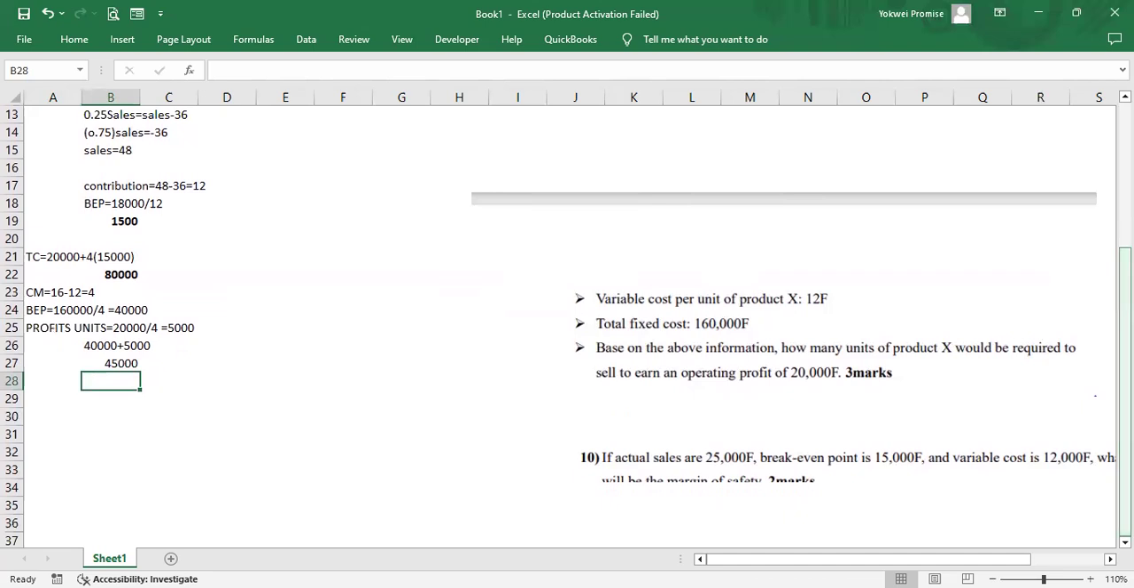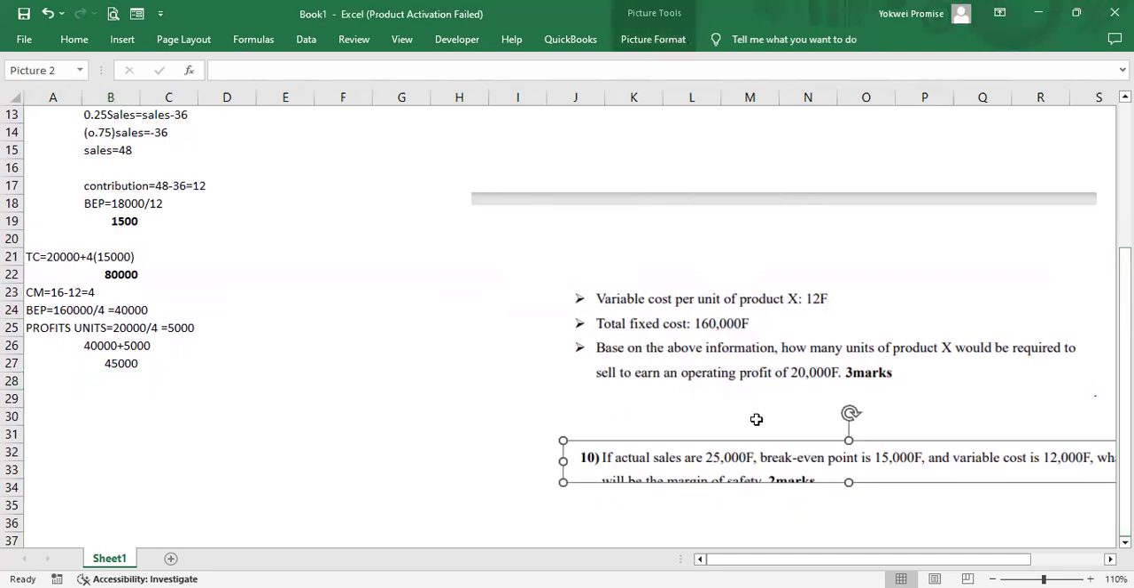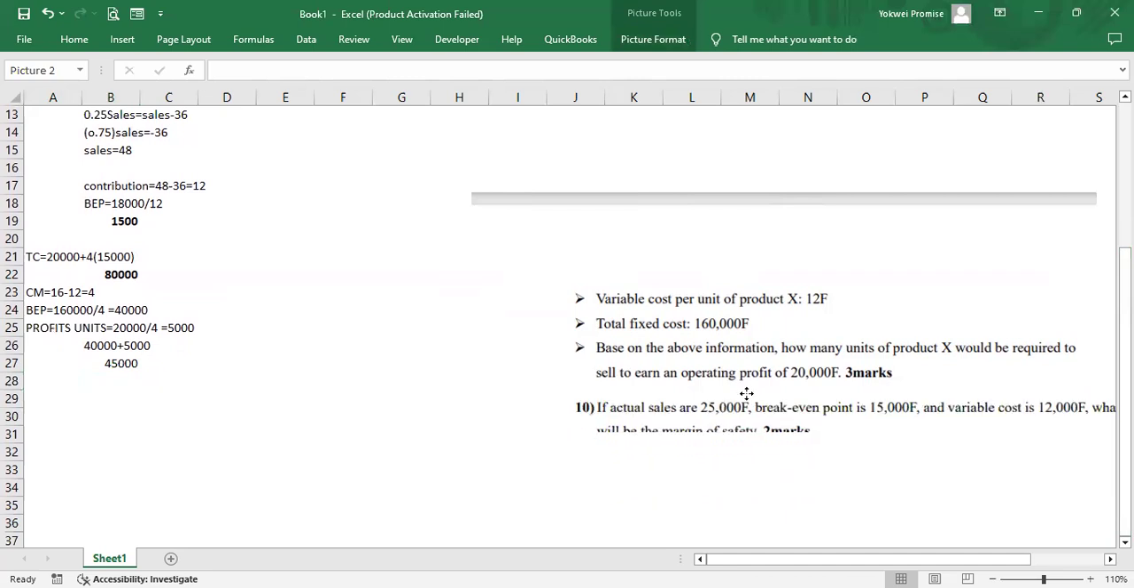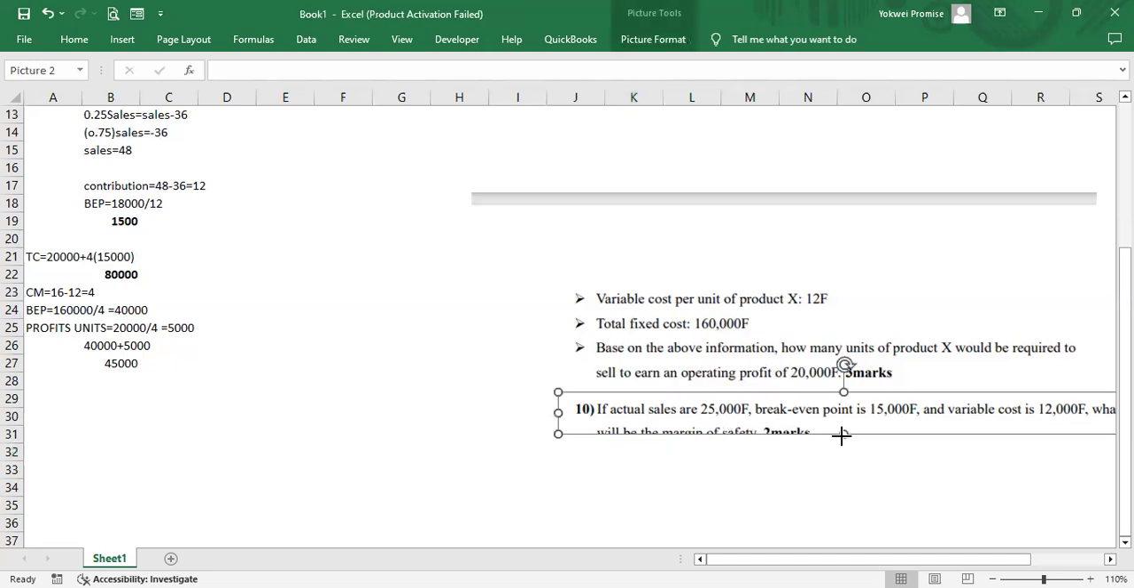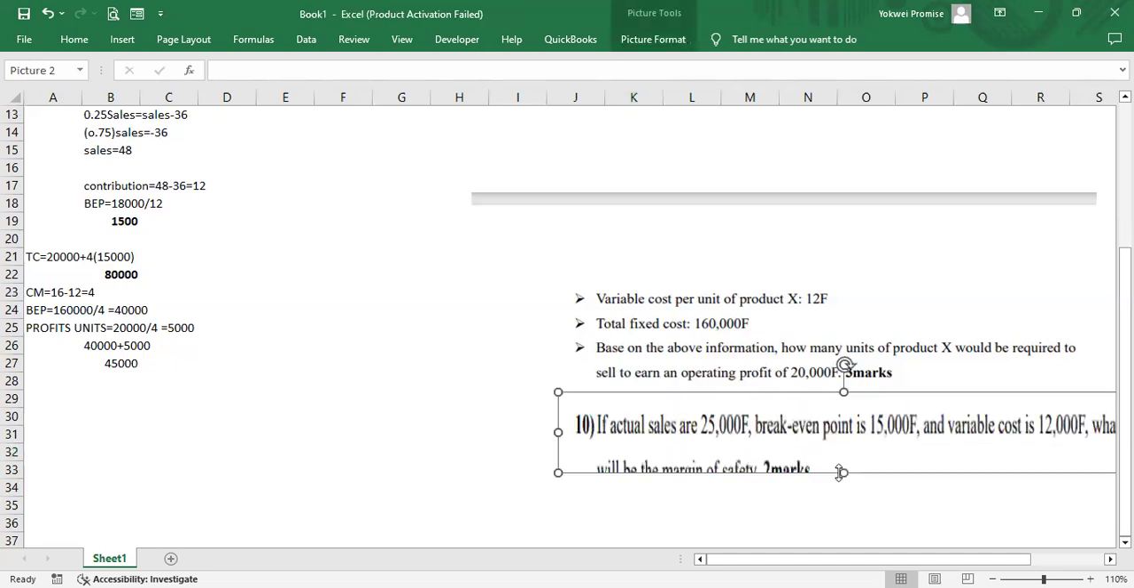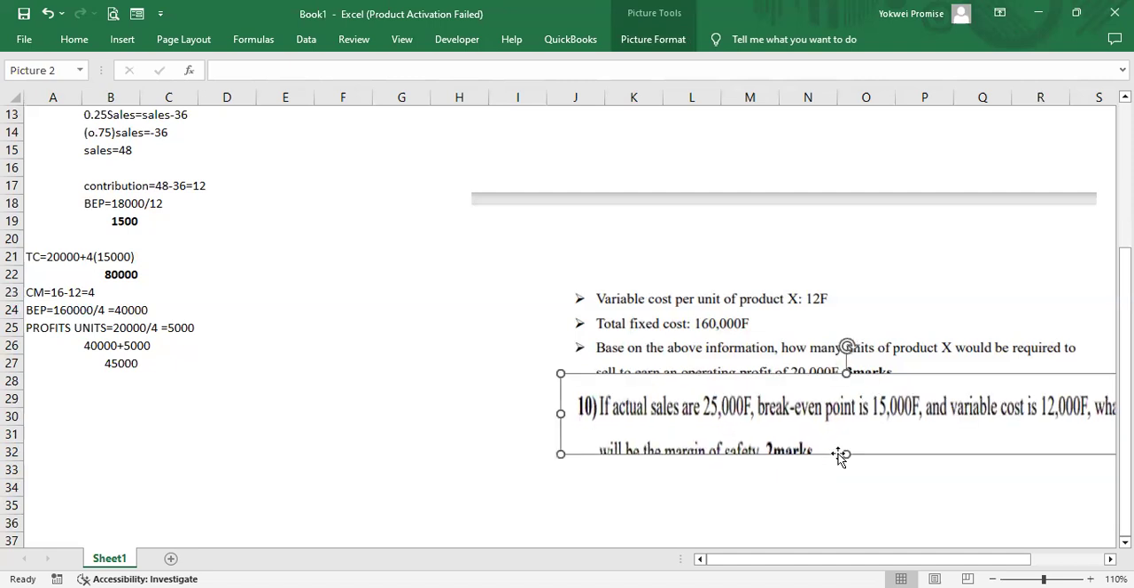Yes, sir. Now the last question says, for this data response, if the actual sales are 25,000 francs, break-even point is 15,000 francs, and variable cost is 12,000 francs, what will be the margin of safety? They're asking us to calculate the margin of safety here.